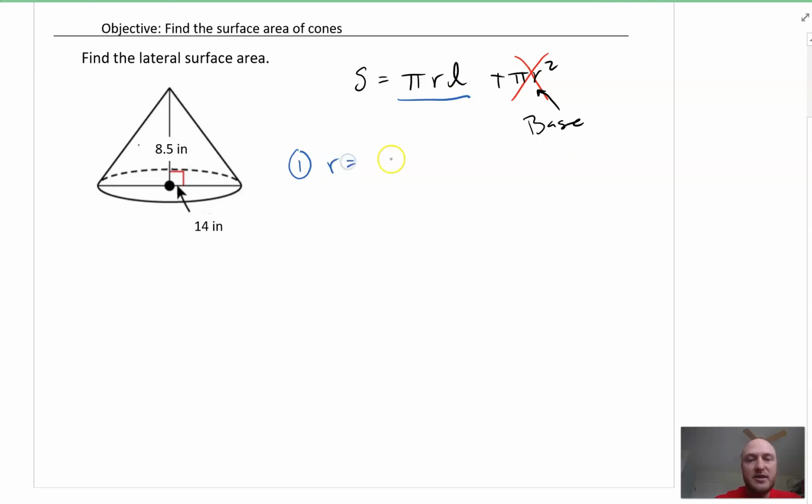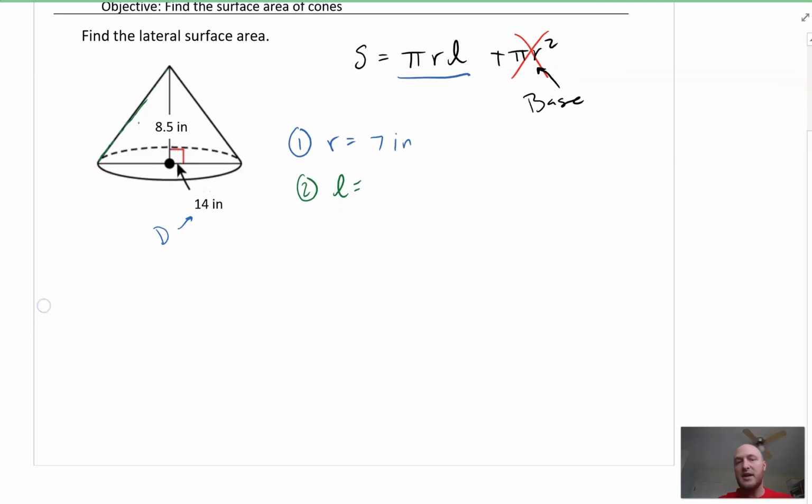What is the radius? Well, they say the diameter, that's the diameter, so half of that would be 7 inches. Next step. What is the slant height? L is equal to, well, it's not given. So we're going to have to use the Pythagorean theorem again. I like drawing just a right triangle. That's the slant height, L. I know that this is 7 and this is 8.5. So 7 squared plus 8.5 squared is equal to L squared.